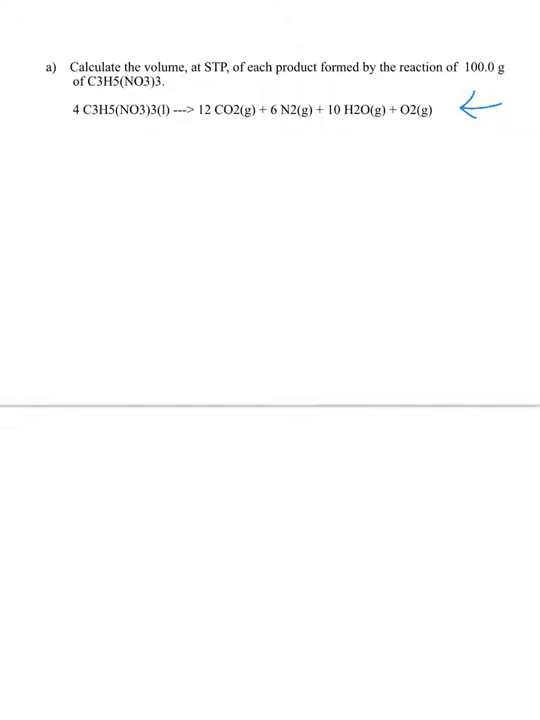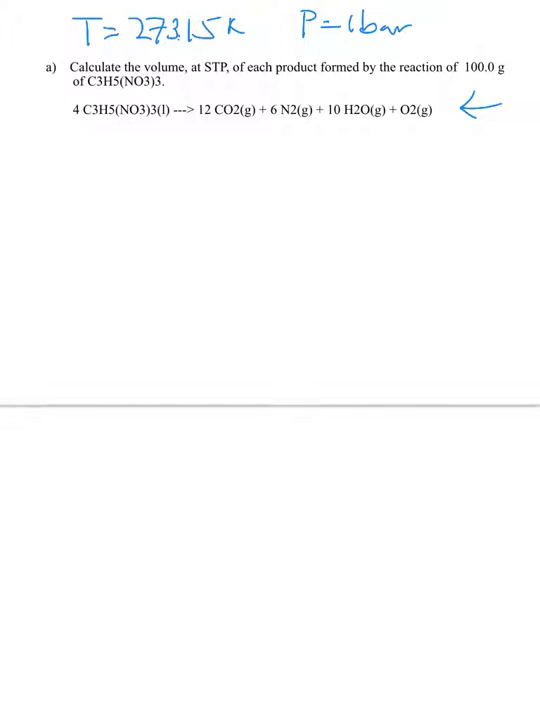So in order to figure out the volume of each product formed when 100 grams of nitroglycerin explodes, we need to figure out how many moles of nitroglycerin we have, and then therefore how many moles of each of the products. Now this problem is done at standard temperature and pressure, or STP. So remember that that means that the temperature is 273.15 Kelvin and the pressure is 1 bar.